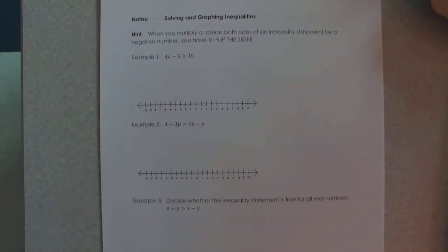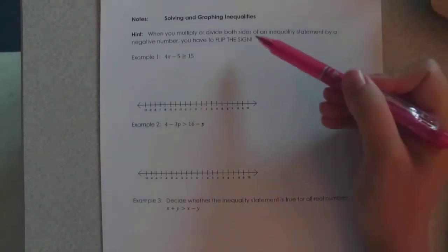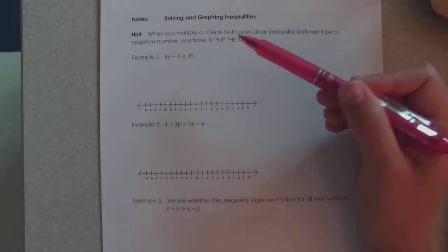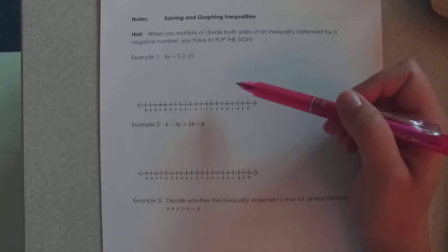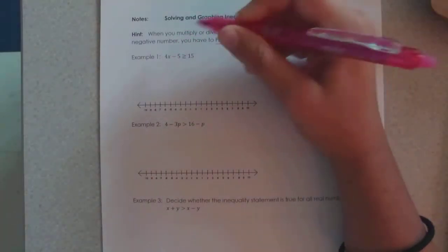Okay, today I'm going to show you how to solve and graph inequalities. Now, if you have mastered the art of solving equations, these are pretty much the same thing. The only thing you have to keep in mind is this hint that I've put here. If you ever multiply or divide both sides of your inequality by a negative number, you have to flip the sign, right? So this would just switch directions. That's the thing that you just gotta make sure that you remember, keep in mind.